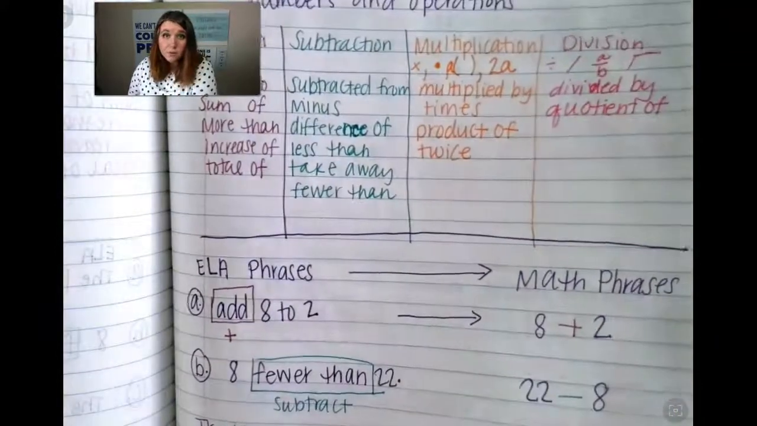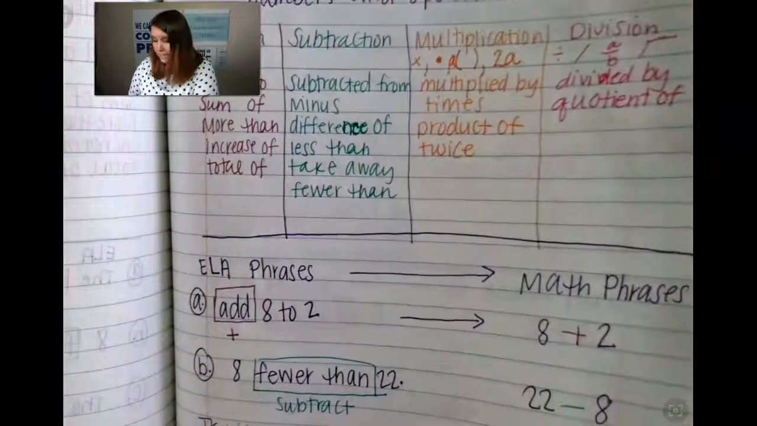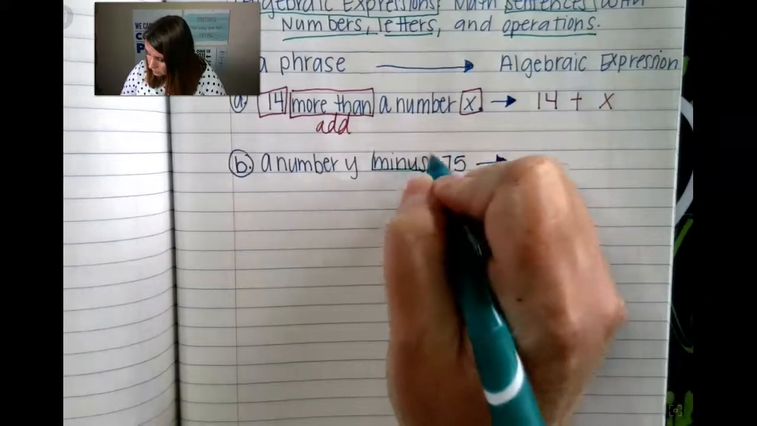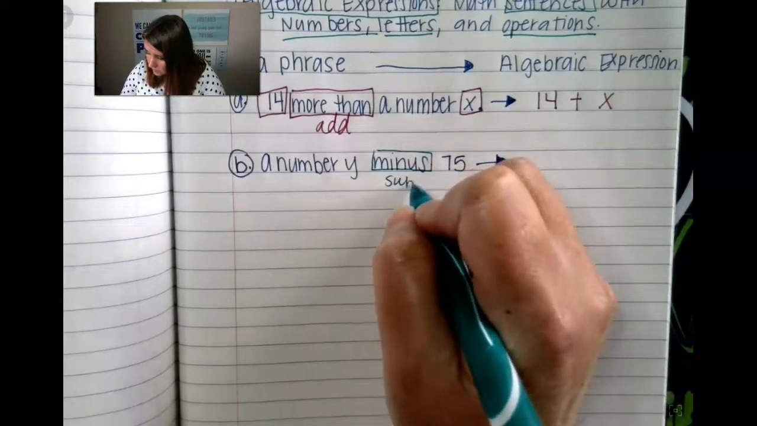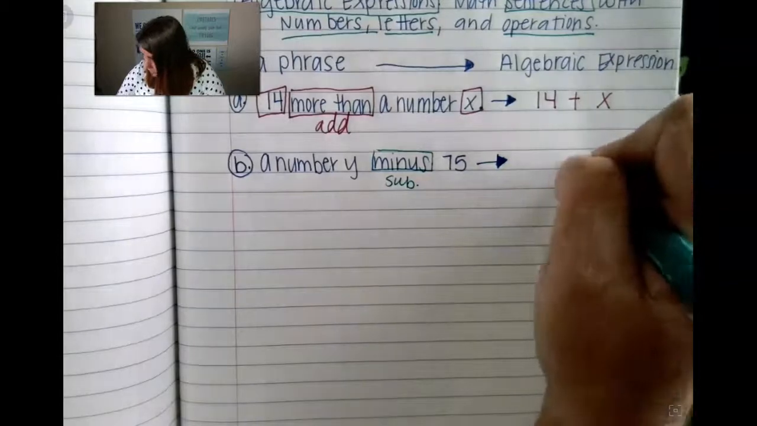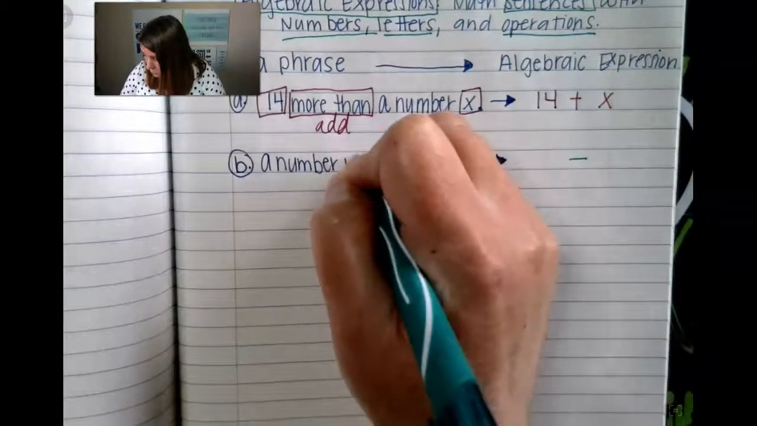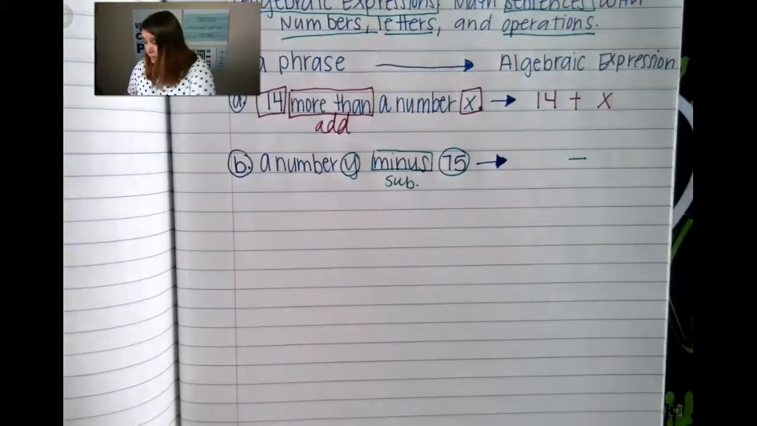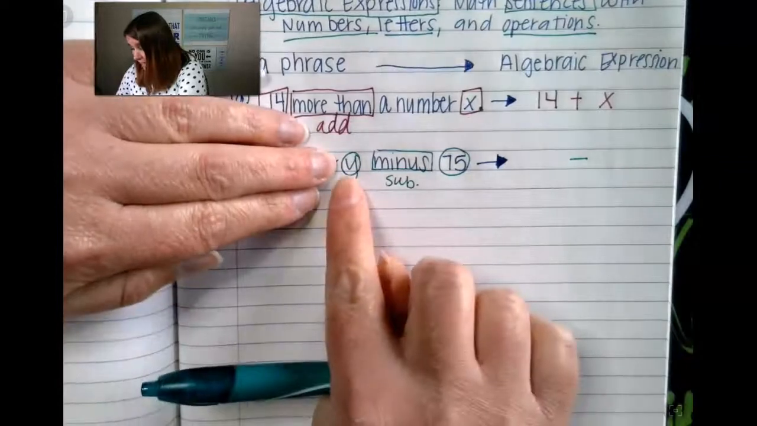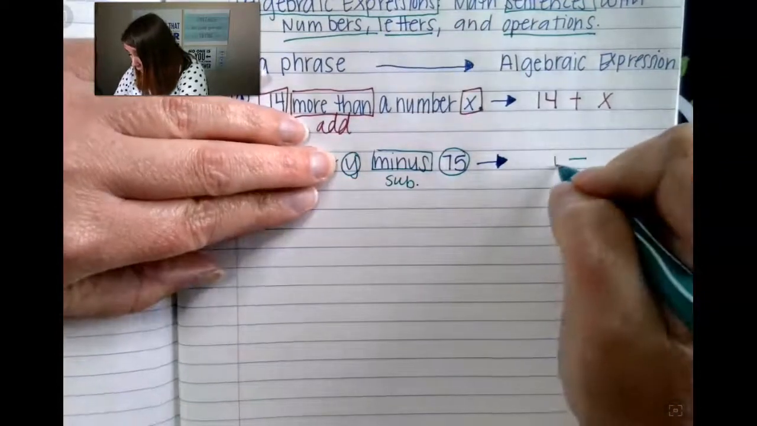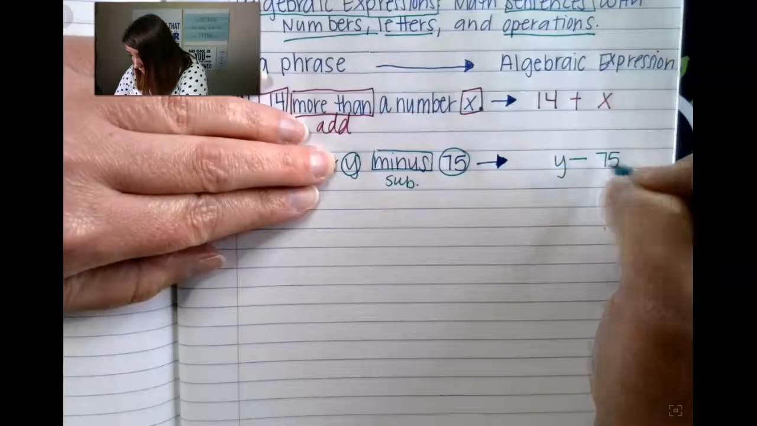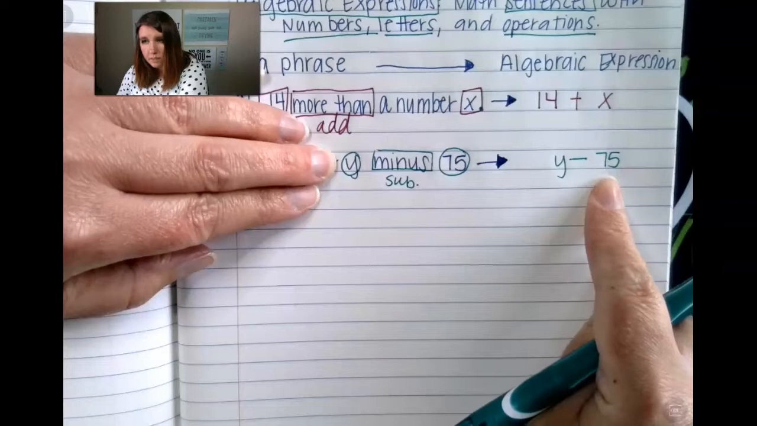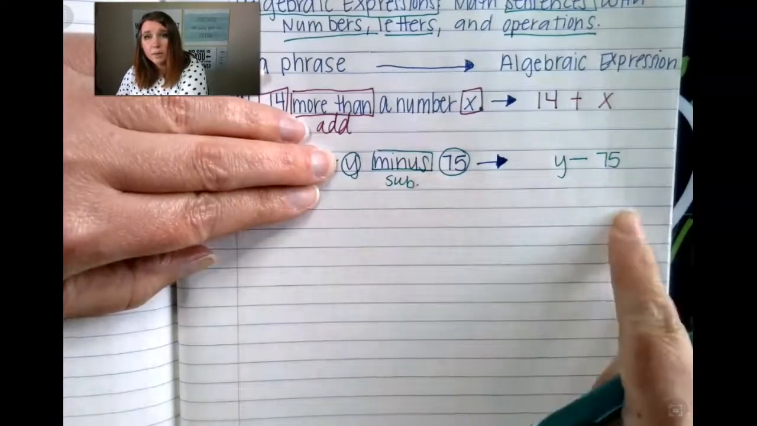Minus. If you don't know what minus is, look back. Okay? Minus is subtraction. Highlight that. I need to subtract. What am I subtracting? I'm subtracting y and 75. If I just read it as y minus 75, I just write it y minus 75. It looks the same as when I read it.